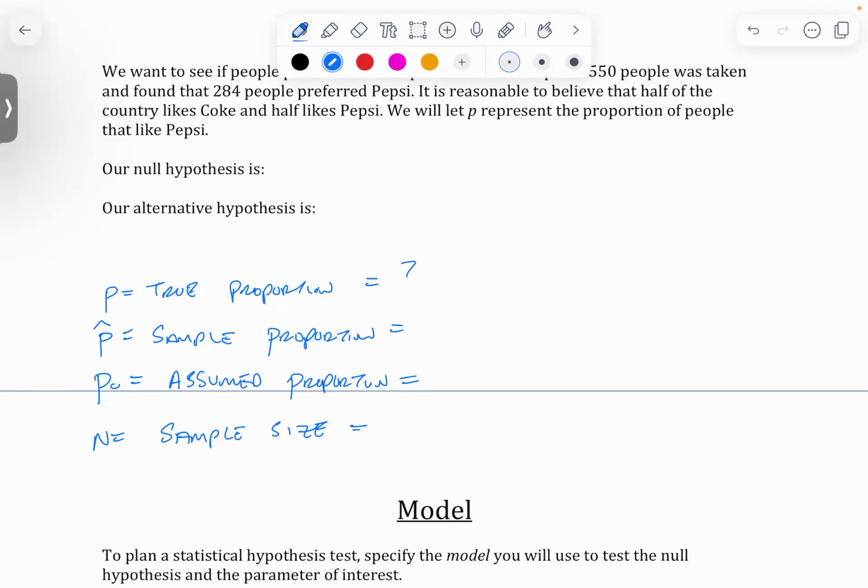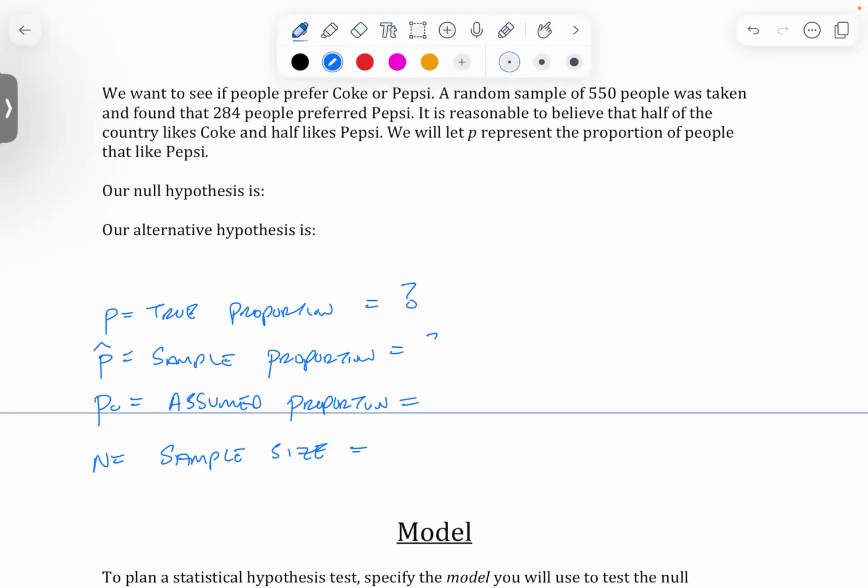So the true proportion, just like before, we don't know what that number is. We never know. That's what we're doing the inferences on. The sample proportion is collected directly out of the data: 284 people prefer Pepsi out of 554 people.